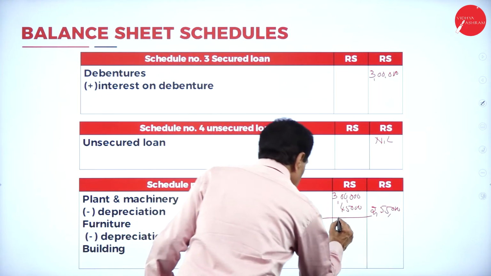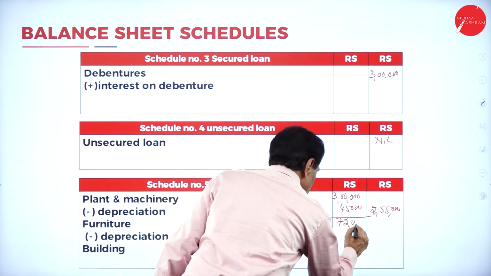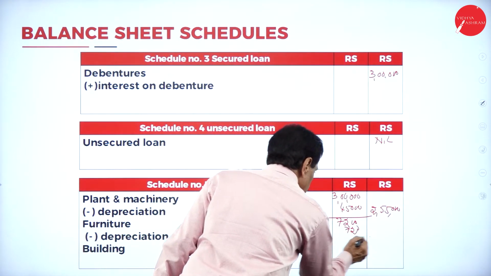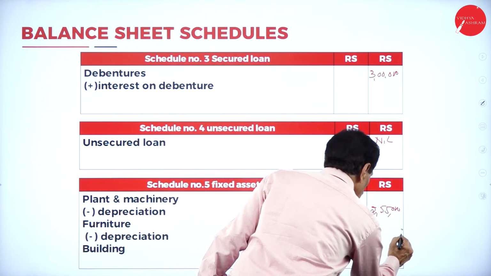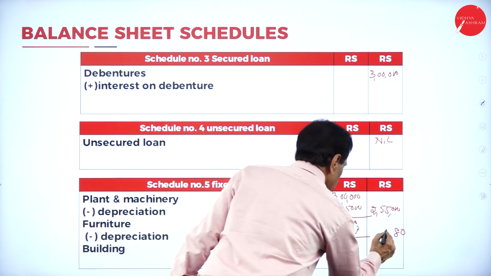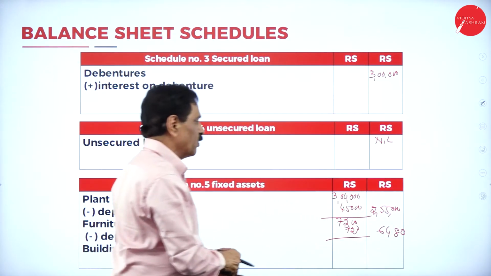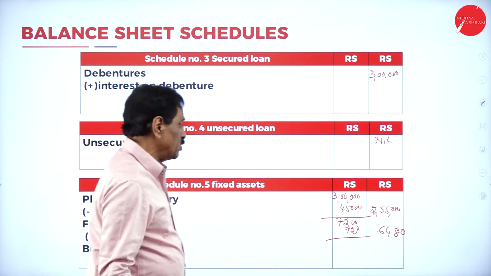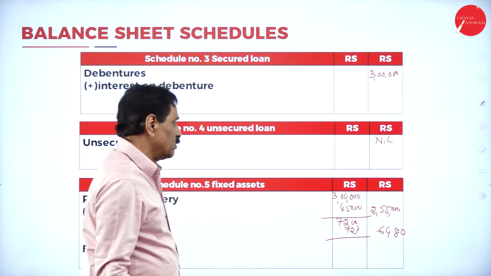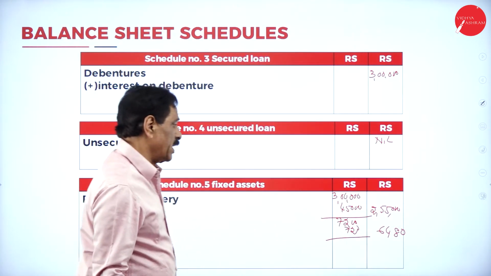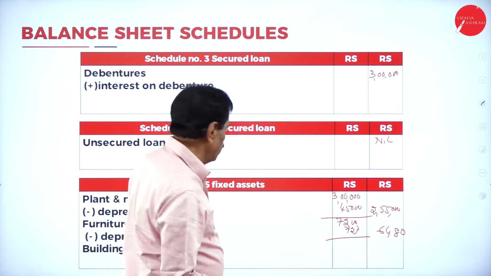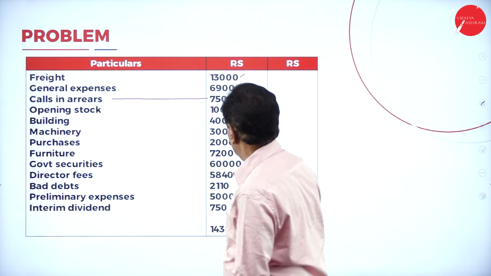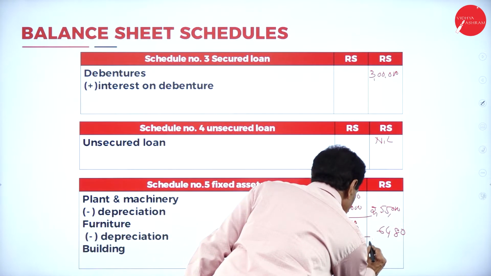Then furniture 7,200 minus 720, 6,480. Your machinery is 3 lakh. Minus depreciation 45,000, today 2,55,000. 7,200 minus 720 is 6,480. Then what's your building value? Building is 4 lakh.